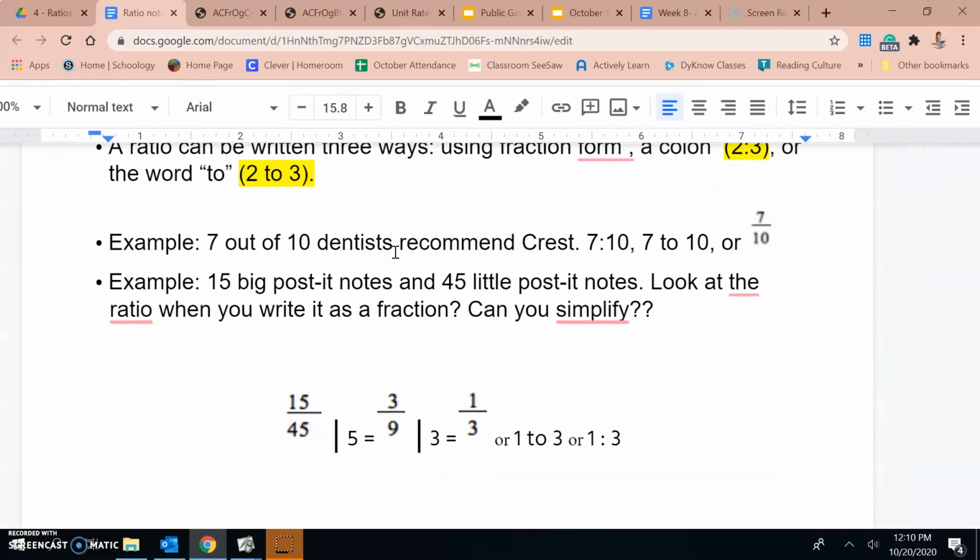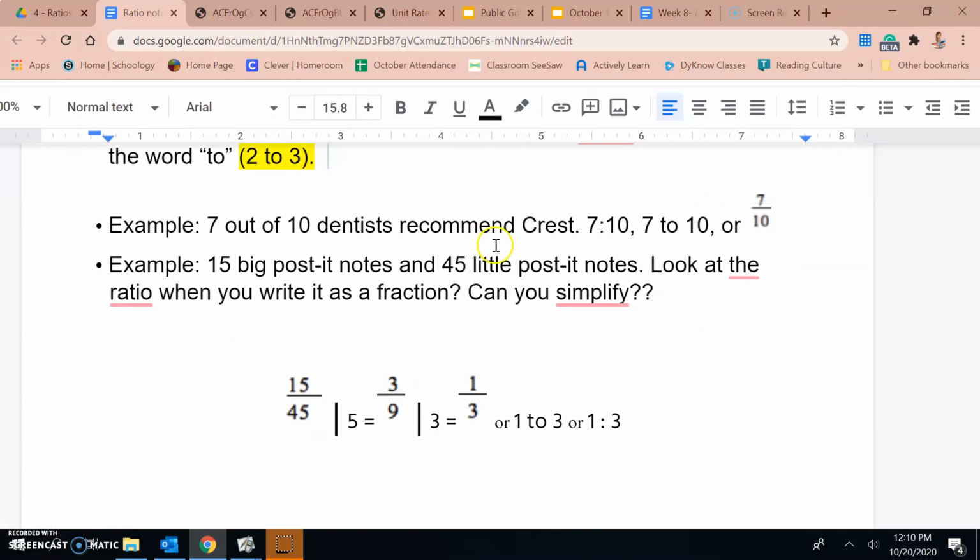Example: 7 out of 10 dentists recommend Crest, which is a type of toothpaste. The three different ways to write 7 out of 10 as a ratio is 7:10. Notice how I wrote the number 7 first. That's really important because that is the number that came first in the question. So 7 is going to go first for the next ratio. Another way to write it is 7 to 10. Or, to write it as a fraction, it would simply be 7/10.